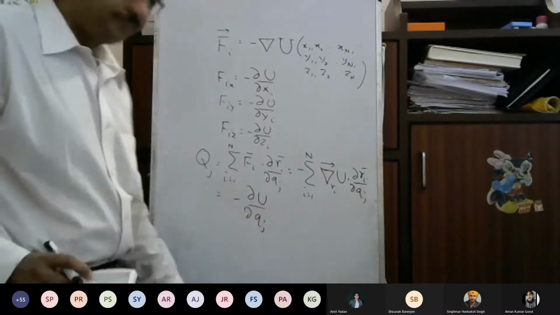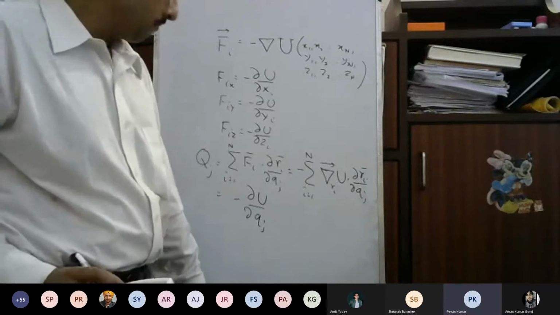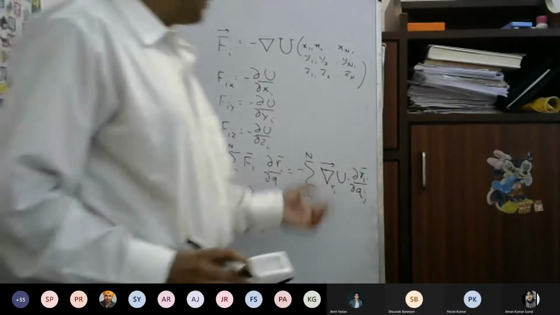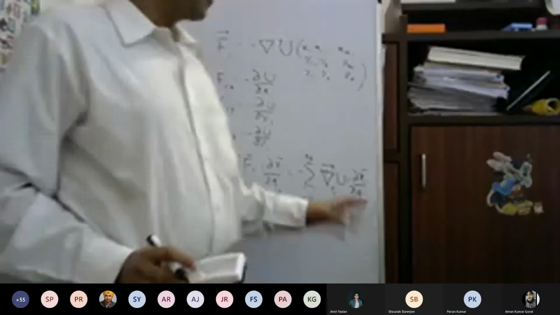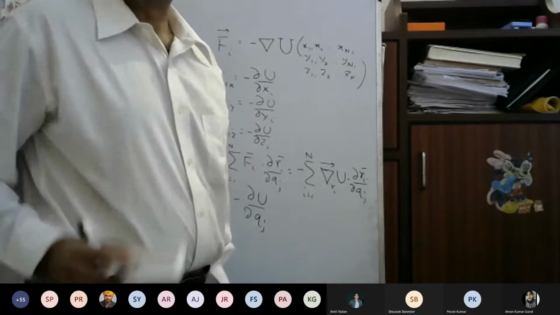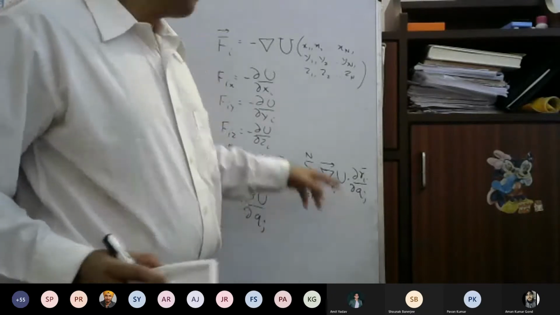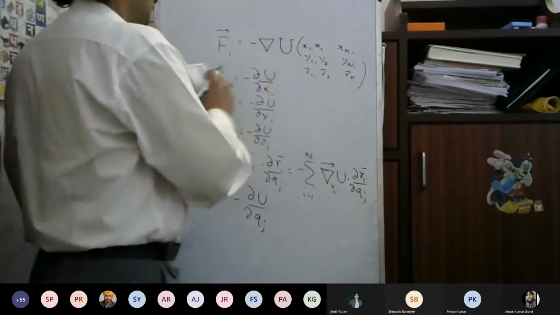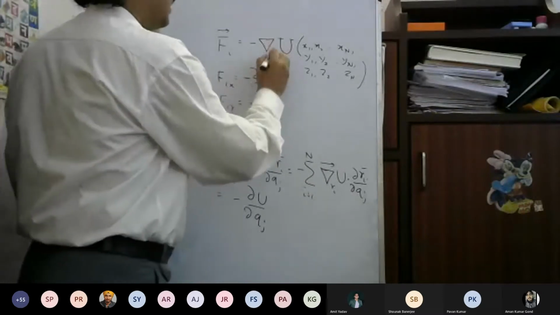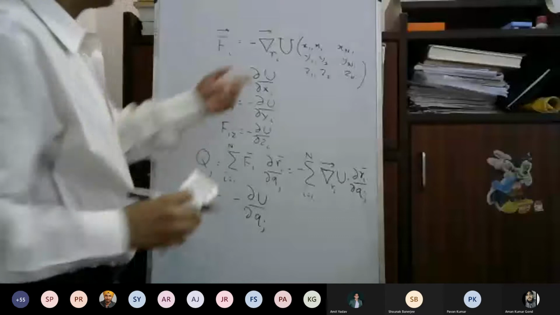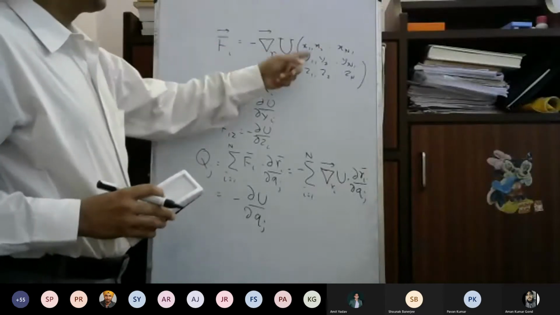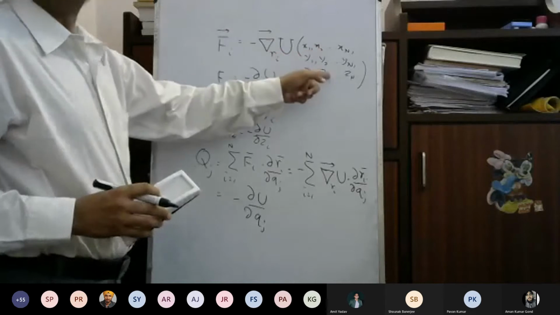Can you explain why you wrote an Ri below delta? That is because I am taking the derivative with respect to del x1, del y1, del z1 for the ith particle. Maybe it's better to write it this way: I am taking the derivative for the ith particle with respect to xi, yi, and zi.